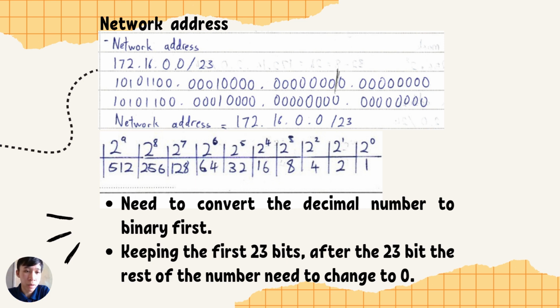To calculate the network address, we need to see the prefix length first. The prefix length is 23, so we keep the first 23 bits, and after the 23 bits, the rest of the bits need to change to 0. So we will get 172.16.0.0. That's the network address.